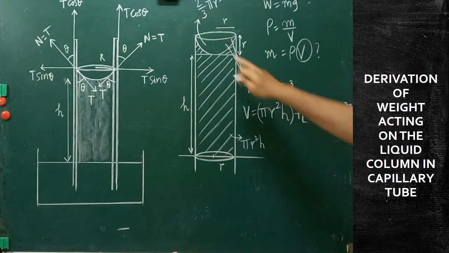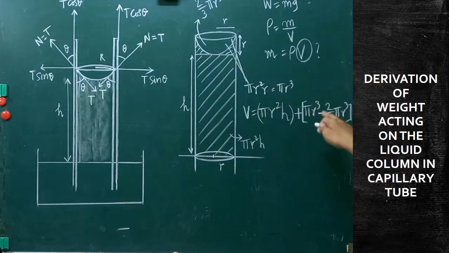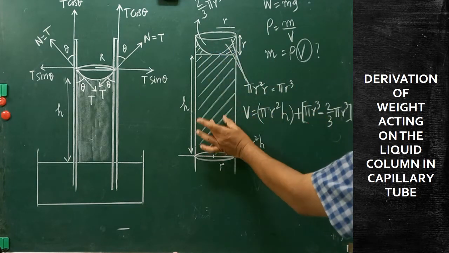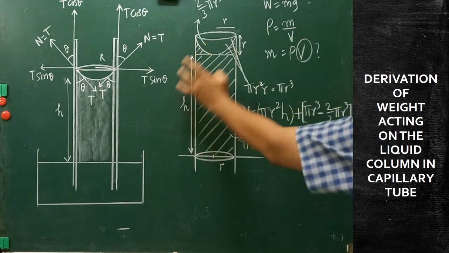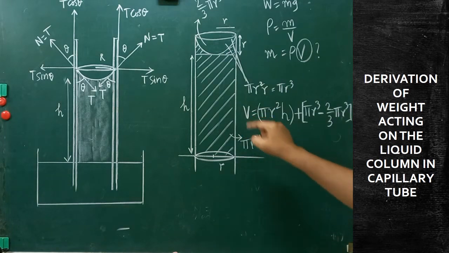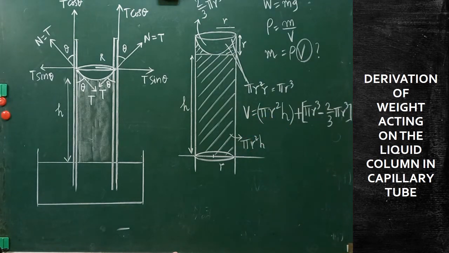If the entire volume minus the volume of this portion, that gives you this volume portion. The volume of this portion can be obtained. So if you add this volume and this volume, you will get the volume of the entire liquid column which is present in this region. Are you clear? Shaded portion. Now I have got the expression for V.